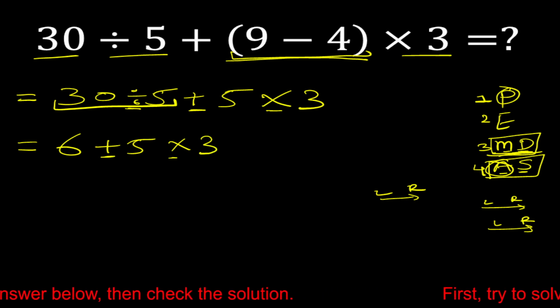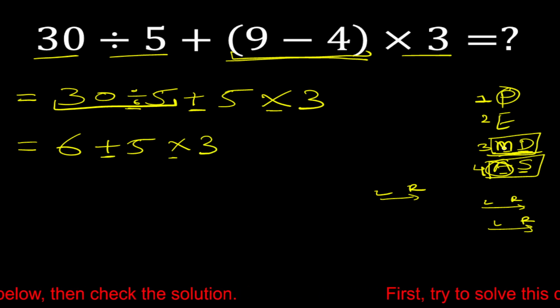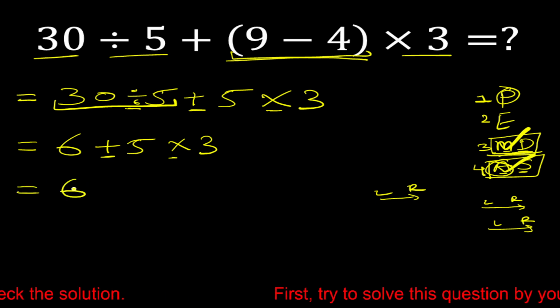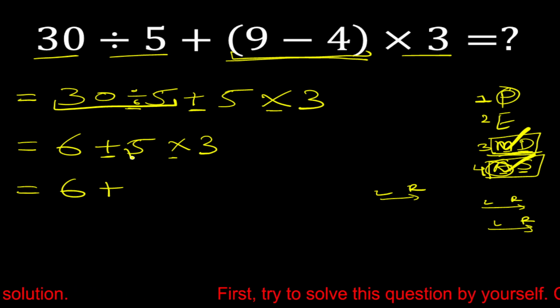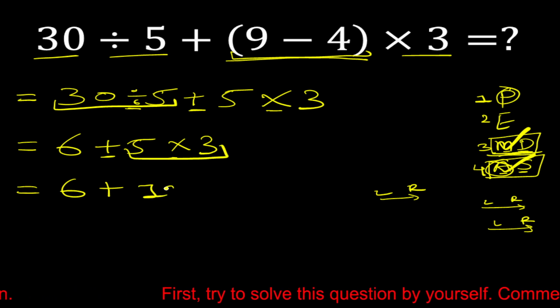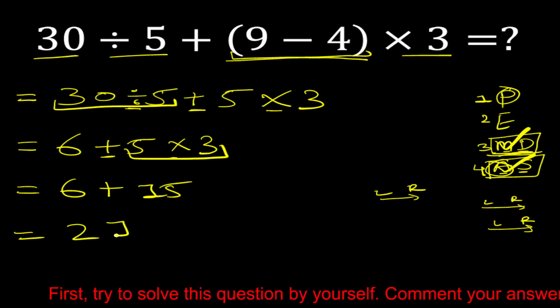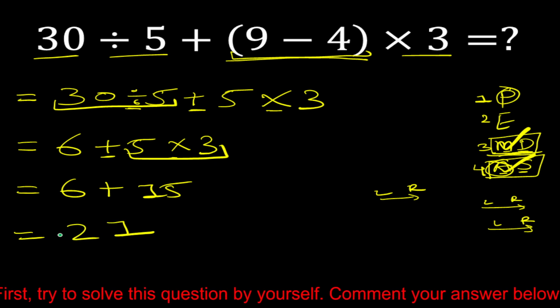Now one addition and one multiplication is left. So first priority is multiplication, then we have to solve addition. So 6 + 5 × 3, where 5 × 3 is equal to 15. Now 6 + 15 is equal to 21. So the correct answer is 21.